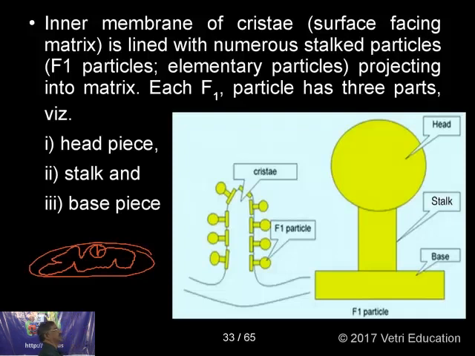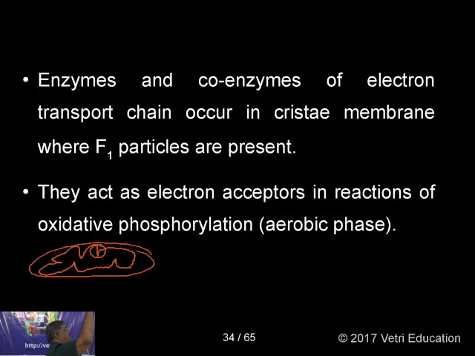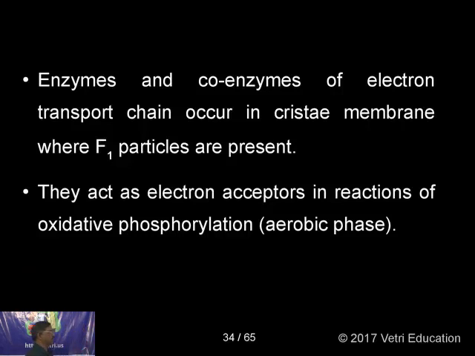So the inner membrane of the cristae is lined with numerous stalked particles. Those are called the F1 particles or elementary particles, which project into the matrix. Each F1 particle has three parts: head piece, stalk and base. So base, stalk, and head. Enzymes and coenzymes of the electron transport chain occur in the cristae membrane where F1 particles are present. They act as electron acceptors in reactions of oxidative phosphorylation.